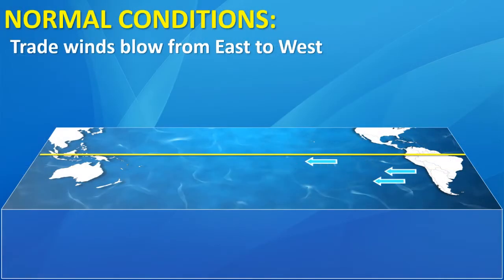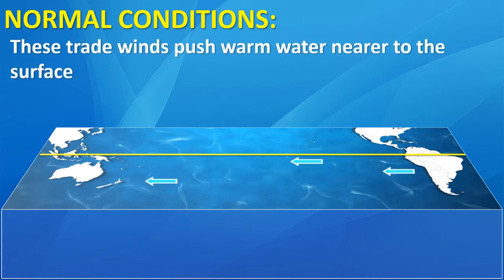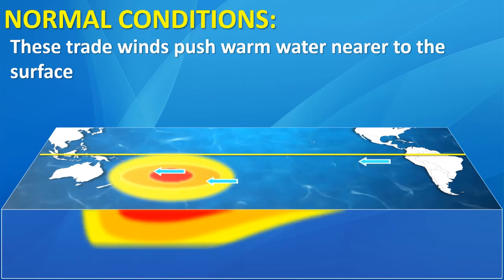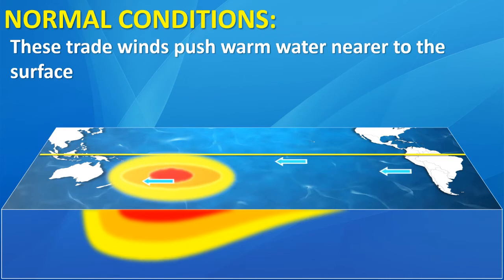Now what we're going to cover is the normal conditions. So normally the trade winds will blow from east to west. These trade winds will push warm water nearer to the surface, as we can see here. All of that push is pushing the warm water closer towards New Zealand and Australia.